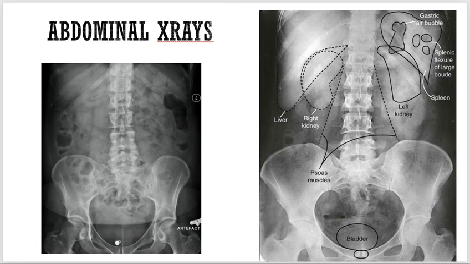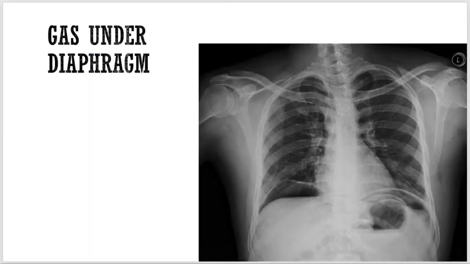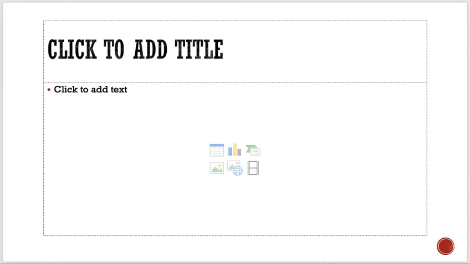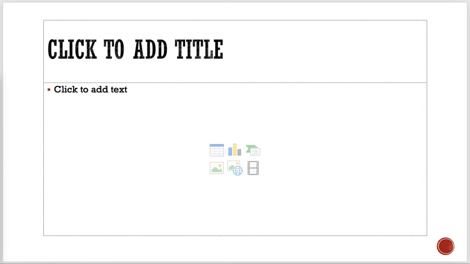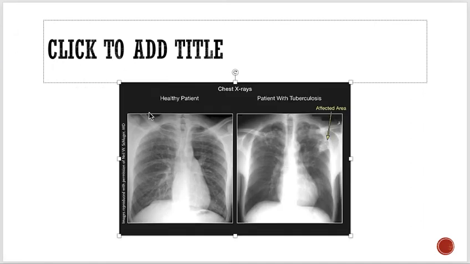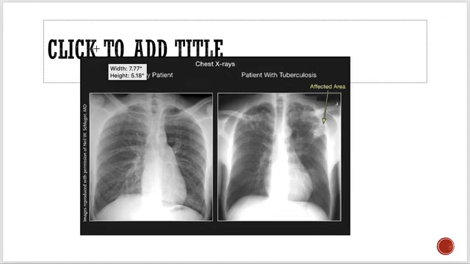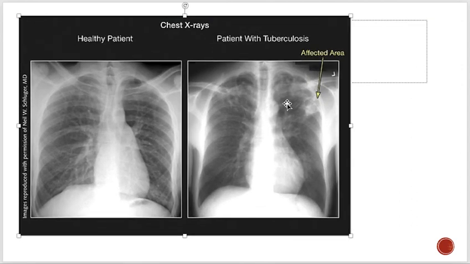I showed you the X-ray of air under diaphragm in this one. If you want, I can include a few more X-rays. You can say I'm going to show you some more X-rays. For example, this one. Now, see, this one is a healthy person, and this is a person with tuberculosis. So you can see there is nothing here, but see here, there is some mass, right?